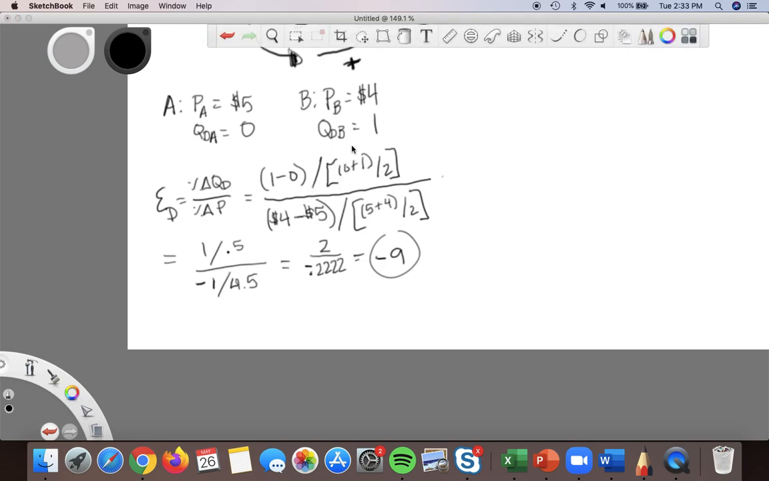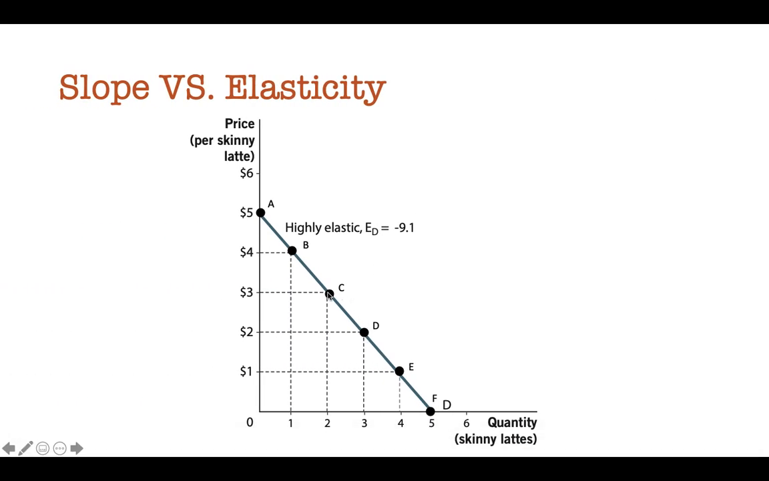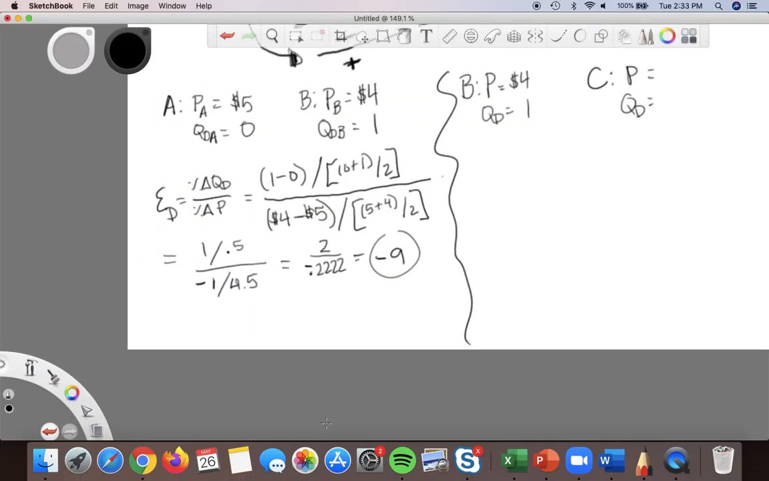Now we're going to do the same thing going from point B to point C. So now my starting point is all the data from point B, where the price was $4 and the quantity demanded was 1. And my new price and my new quantity is going to be at point C. So at point C, my price is $3 and my quantity demanded is 2. So we got $3 and 2.